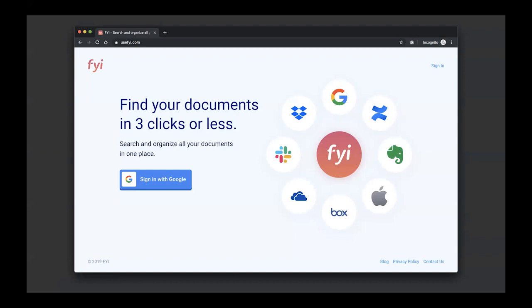You can go there yourself, but one of the reasons that we even came up with this value prop is because find your documents in 3 clicks or less implies that you're actually not searching. And we also do have a search box in case you want to search.